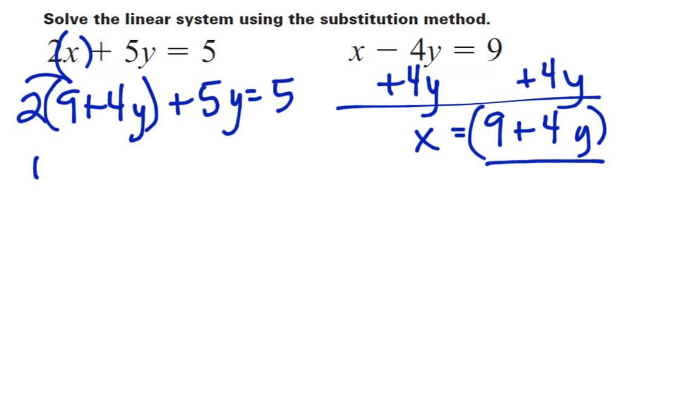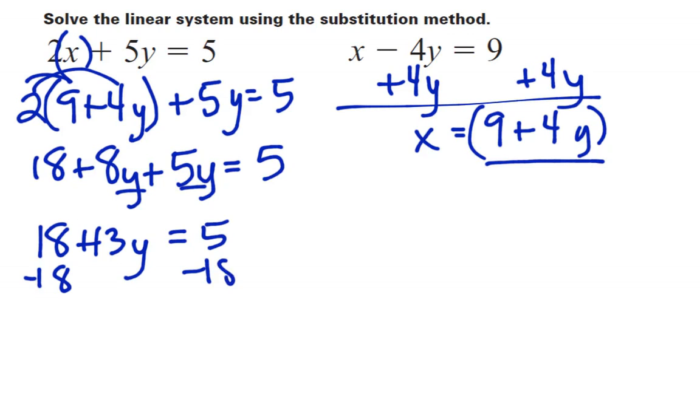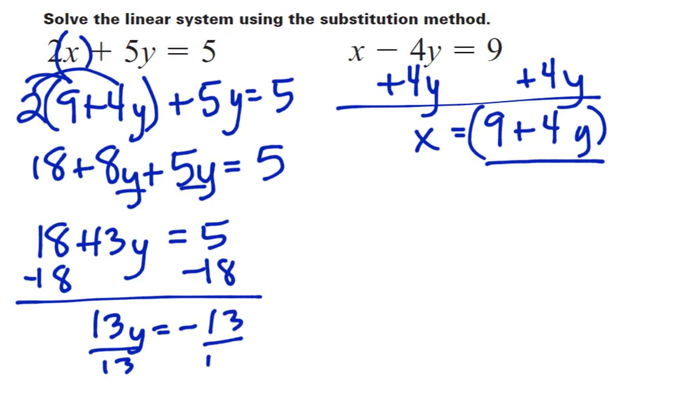So distributing, I get 18 plus 8y plus 5y equals 5. Combining like terms, I'm going to get 13y there. Oops, 13y is equal to 5. Subtract constants from both sides. So 13y equals what? Negative 13. So y must be negative 1 after I divide by 13s. That simplifies to 1y, and over here it simplifies to negative 1.